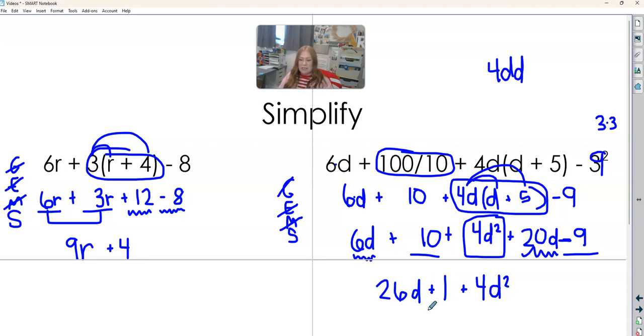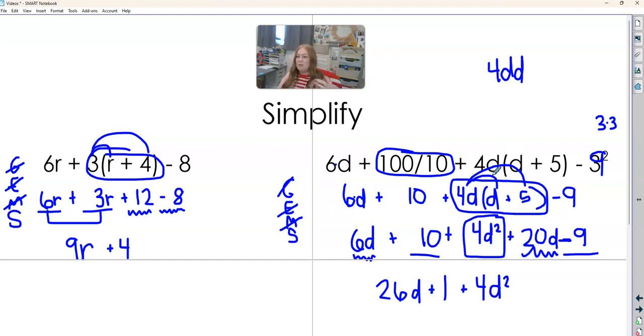We just have the variable d. We have this exponent 2, a constant of 1, and then the coefficients work together with the variables. 26 is a coefficient and 4 is a coefficient. So we took this big long problem and simplified it to something much shorter. Just follow your steps, step by step.